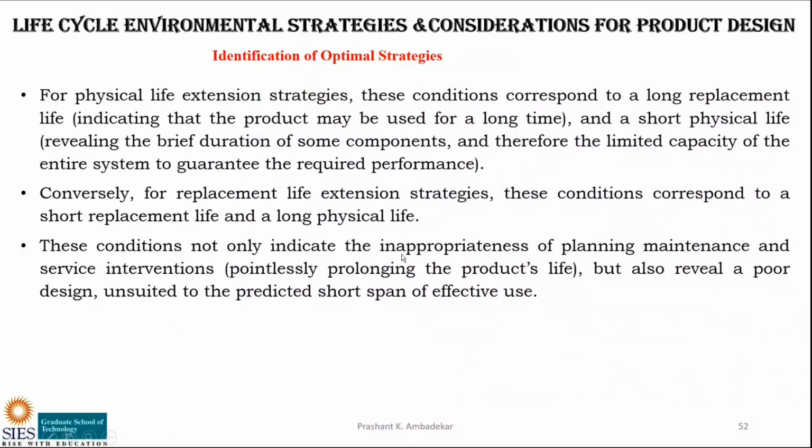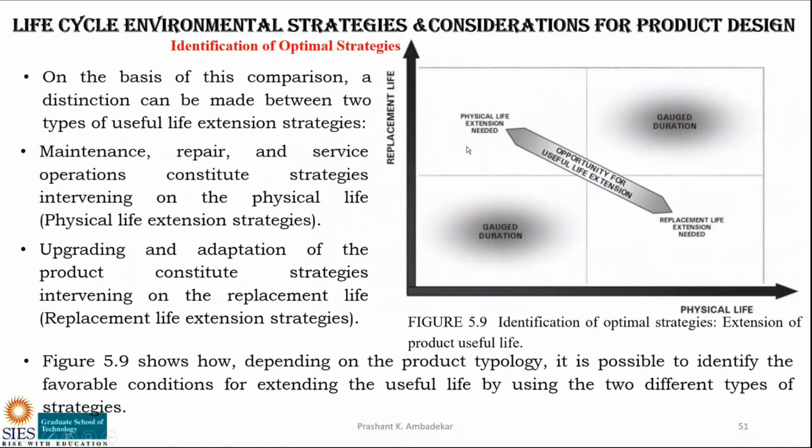These conditions not only indicate the inappropriateness of planning, maintenance, and service interventions, but also reveal a poor design. So it shows that if the products are like such, like इसका physical life बहुत कम है, this is having a capability of more replacement life. It is having the capability of upgradation, but उसका physical life ही कम है, वो product जल्दी खत्म हो गया, मतलब it is not properly designed. Or there are some products which have long physical life, इसका physical life ज़्यादा है, लेकिन उसका कुछ use नहीं है ना, क्योंकि technology change हो गया, so replacement life जल्दी हो जाएगा उसका. So it means that the products are not designed well.